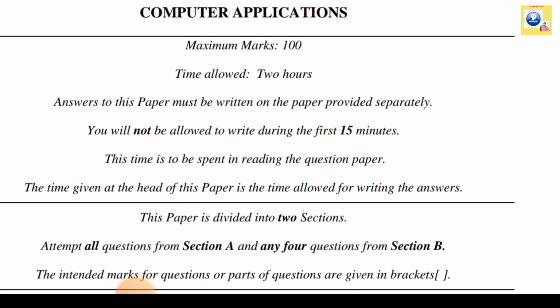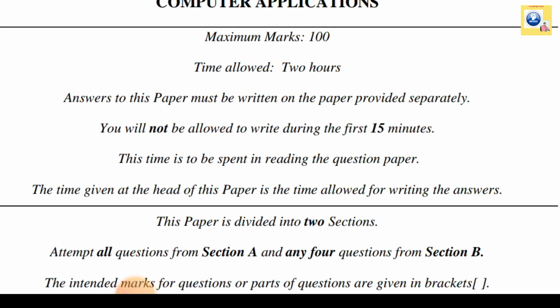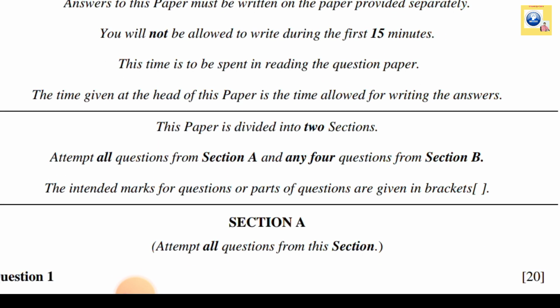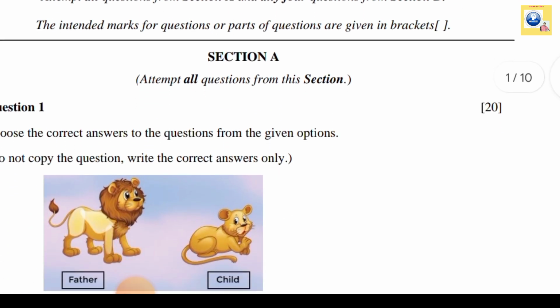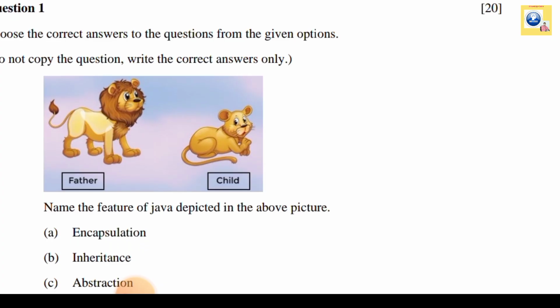Now let's begin. We already know that the paper is of 100 marks. There will be two sections, section A and B, 40 and 60 mark sections. So the first question is MCQs. There will be 20 MCQ questions, and here the first question asks us to name the feature of Java depicted in the above picture.